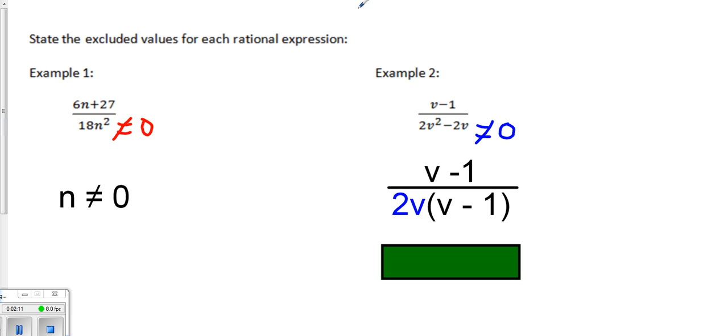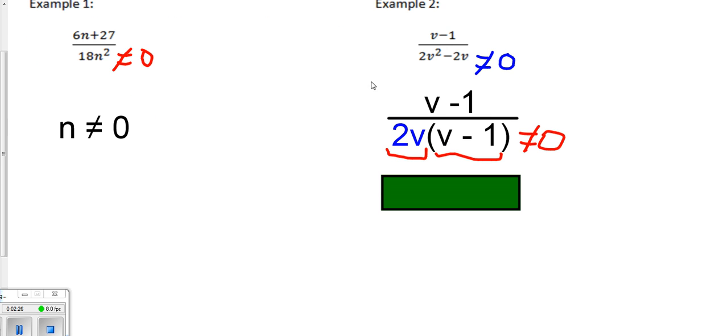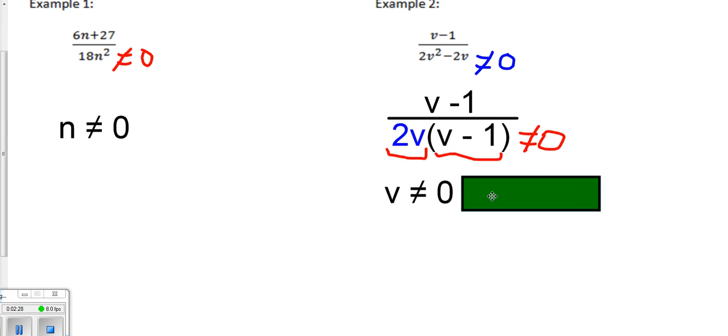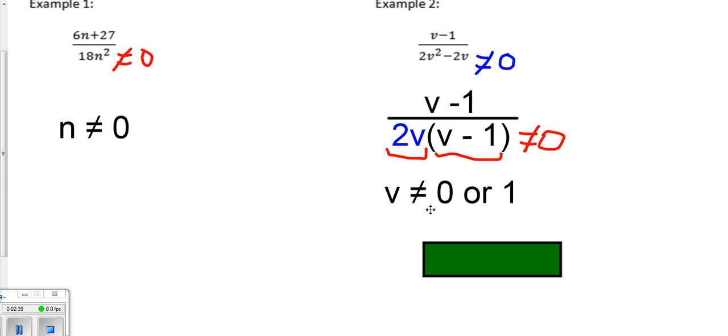Now looking at our polynomial here, if we set it equal to 0 on bottom, we've got two things being multiplied, a 2v and a v minus 1, and they have to equal 0. Well, if we wanted 2v to not be 0, we'd say v cannot equal 0, because that would make this part 0. What would make this part 0? If v was 1. So v cannot equal 0 or 1. These are the excluded values, because if you plugged 0 or 1 into this expression, you'd be dividing by 0, and we can't do that.